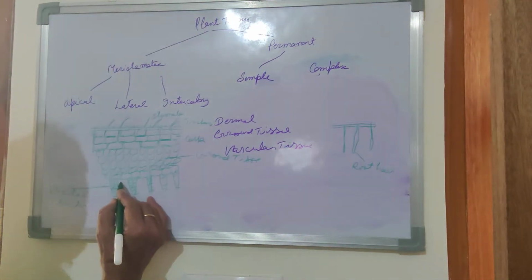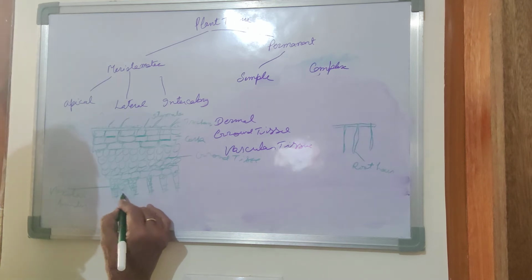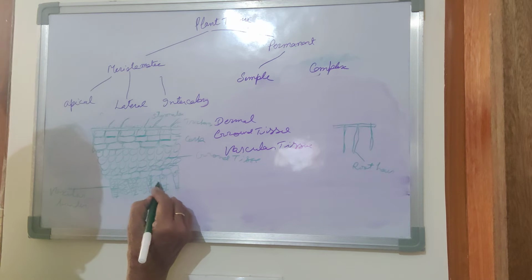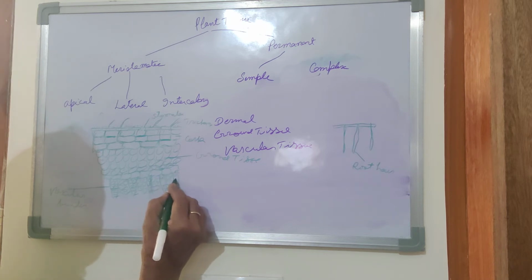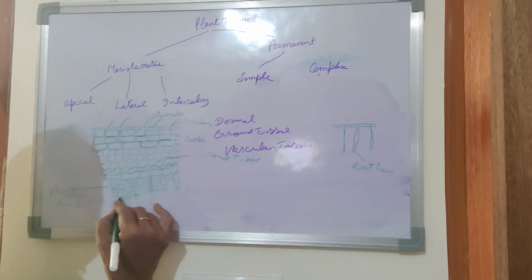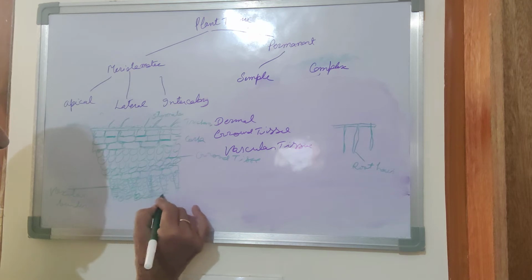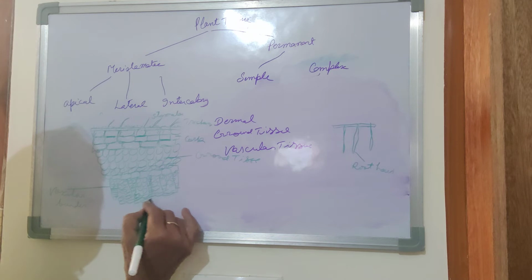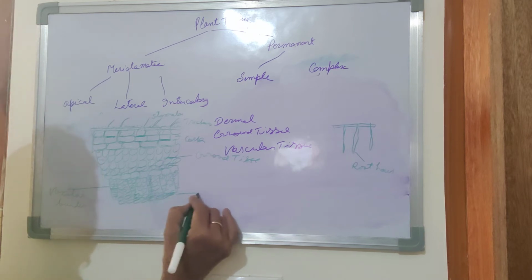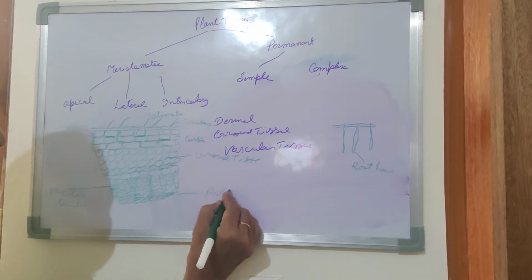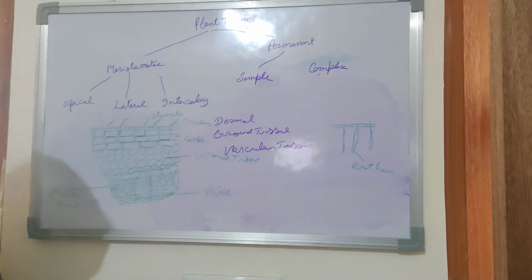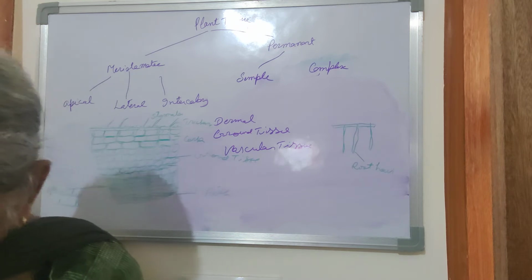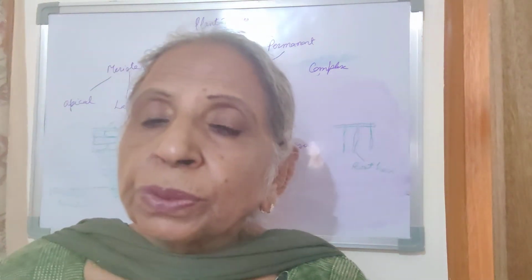In between the vascular bundles, there are again parenchymatous cells, and in the center also are present parenchymatous cells, which is called the pith. So this is all about the plant tissue. Again I can revise plant tissue.